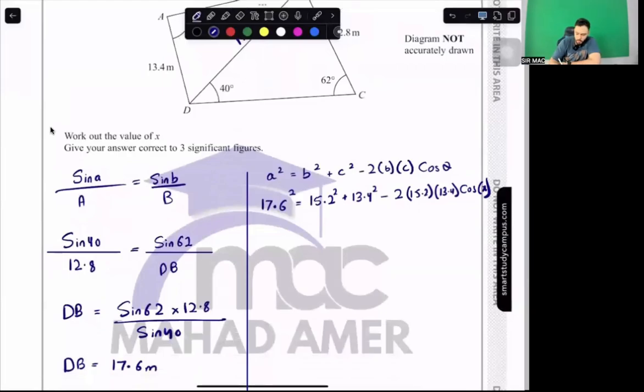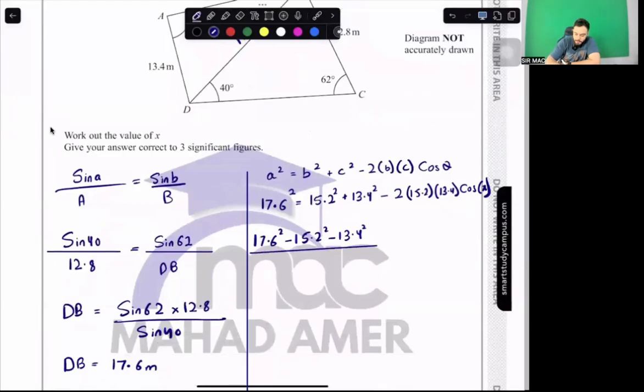Again, I would recommend whatever suits you. So 17.6 squared minus 15.2 squared minus 13.4 squared. I usually do this, and then I divide the whole thing because it's being multiplied, so I divide that on the other side. So it's negative 2 times 15.2 times 13.4. A lot of students like to solve it step by step in the calculator. I've seen it to be a lot more hectic compared to directly plugging all the values in at once. So I personally think that's better, but it doesn't really matter. Whatever suits you is going to be your thing.